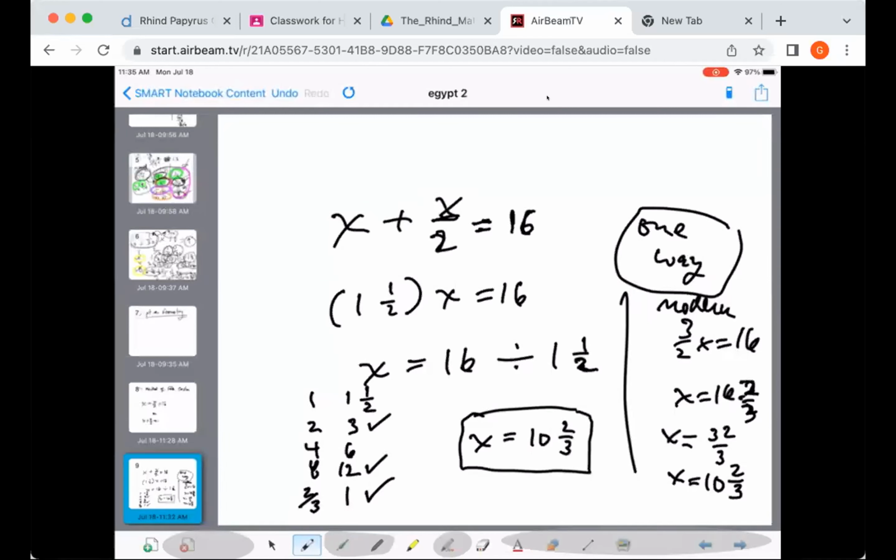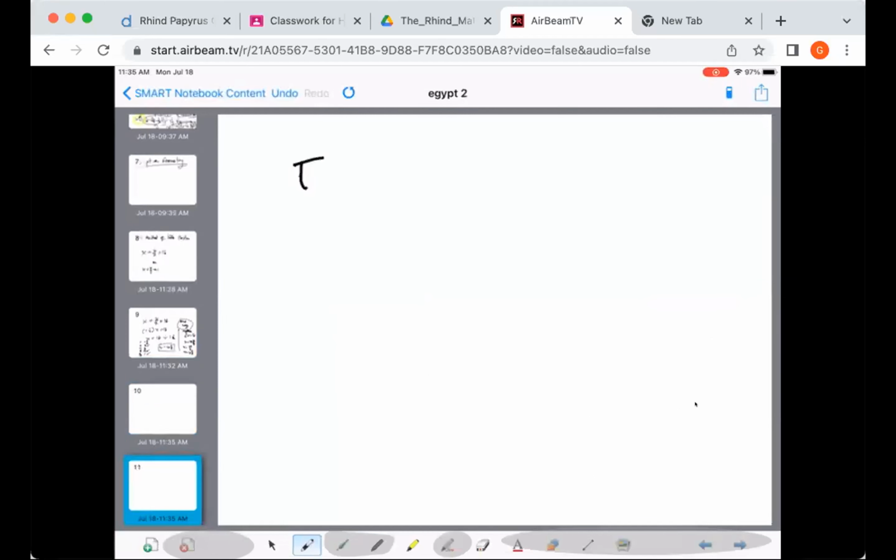So they did have a method that just involved dividing, but that is not the method of false position. I wanted to show you because there's going to be another question where they don't use false position. But today's finale is false position, and you're going to really like false position.